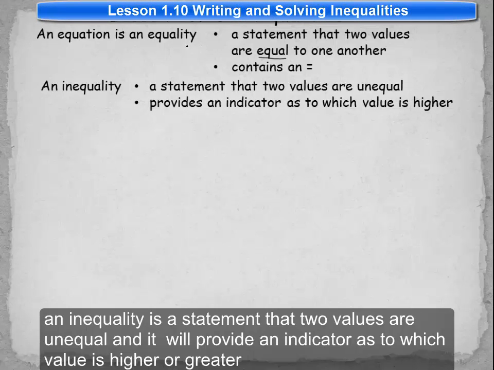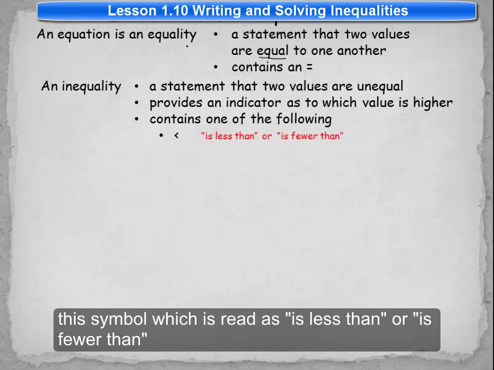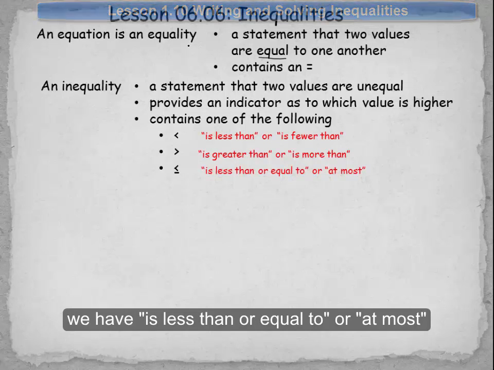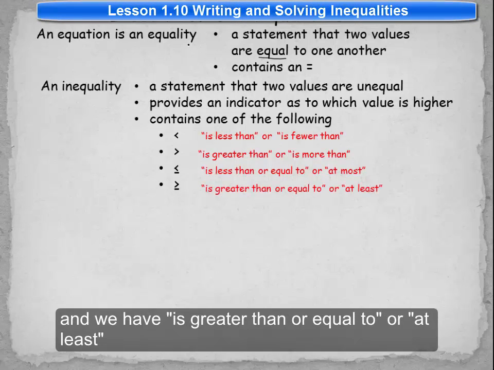is higher or greater. It will contain one of the following: this symbol, which is read as is less than or is fewer than; this symbol, which is greater than or is more than; we have is less than or equal to or at most; and we have is greater than or equal to or at least.